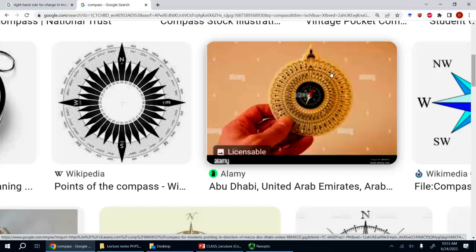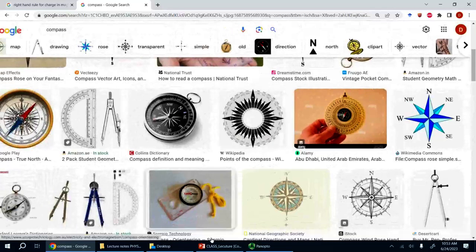People use it. People used it a long time ago, as we mentioned in one of the slides. The origin of the compass goes back to either Arabs or Indians. So people knew about this a long time ago.